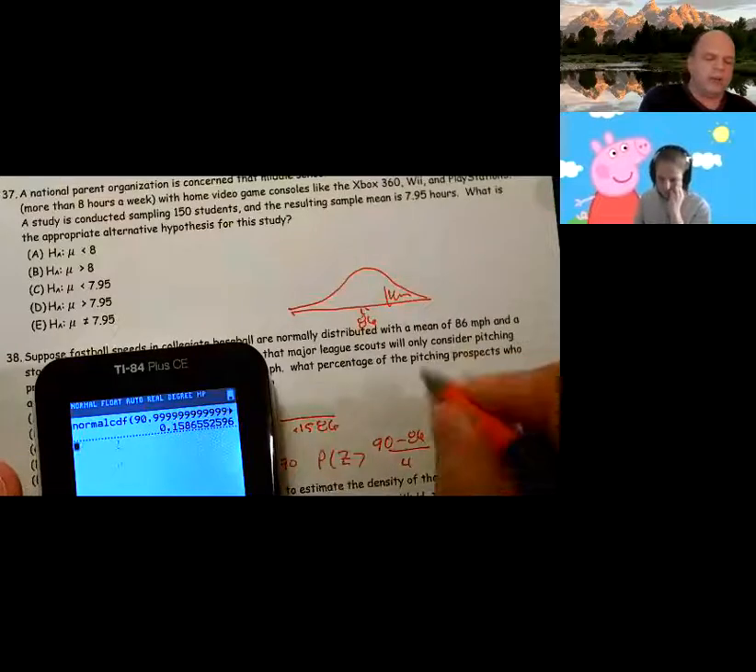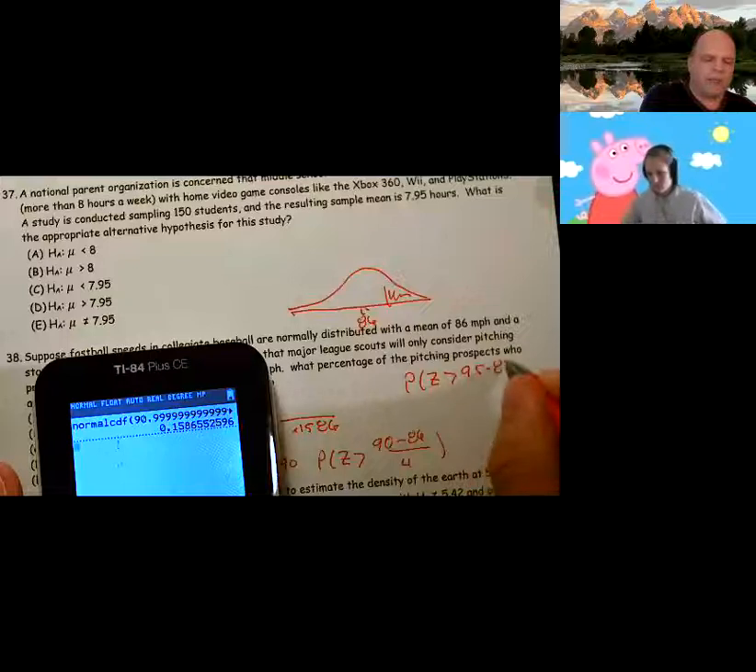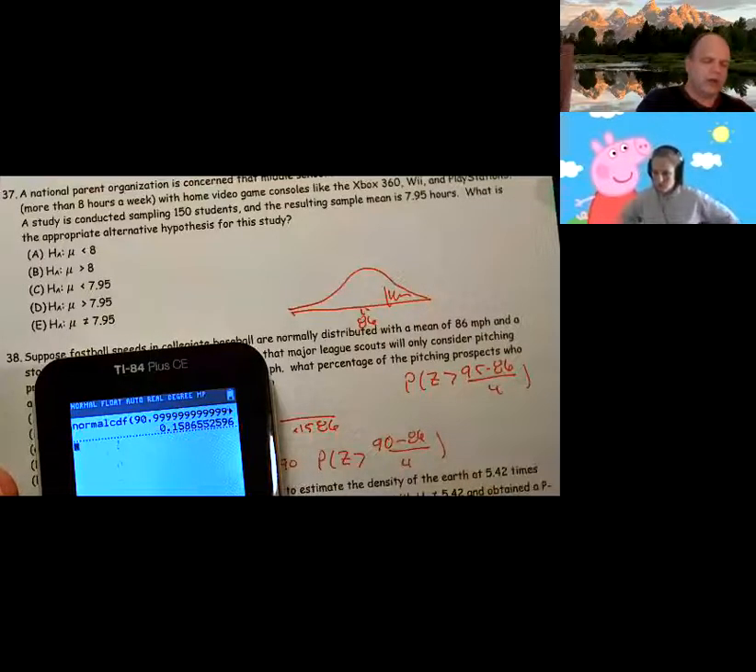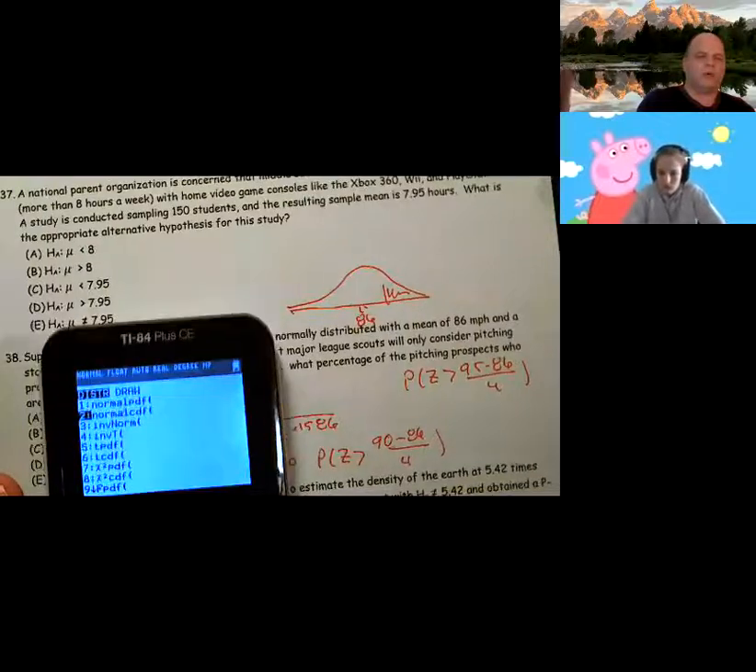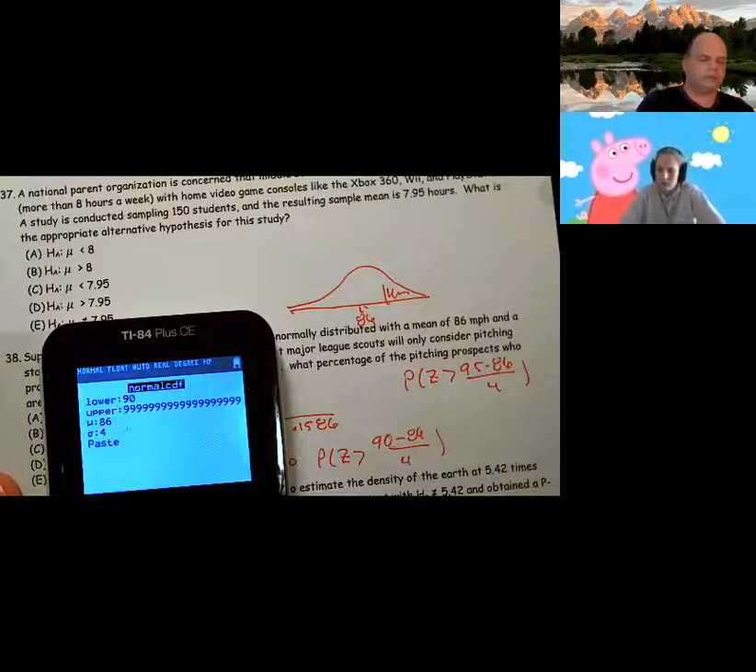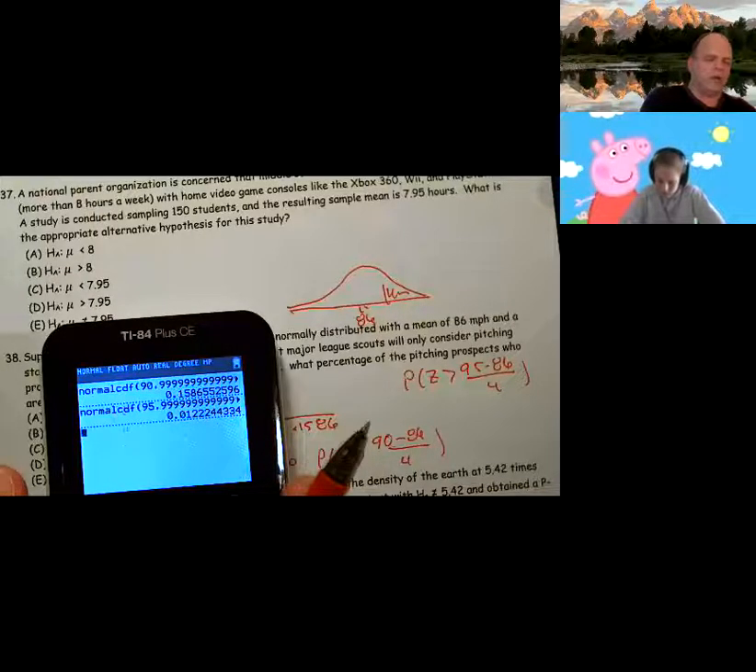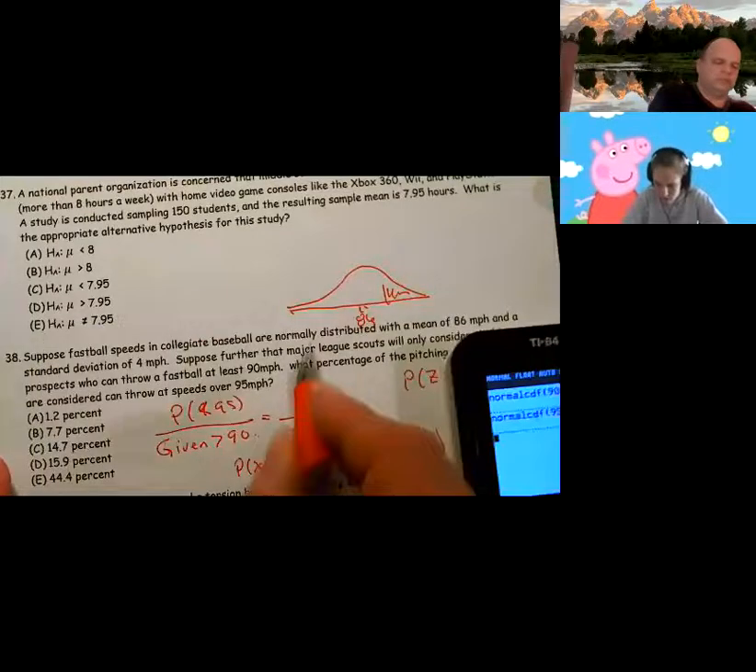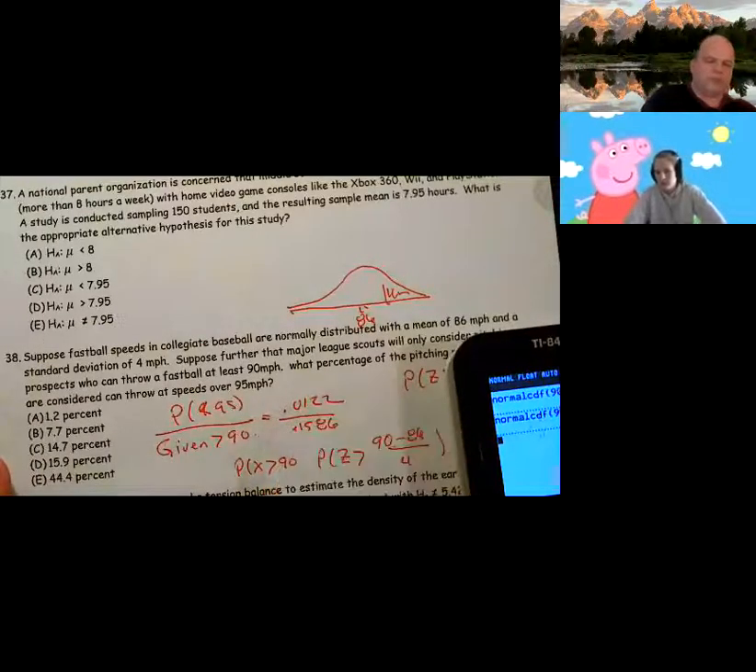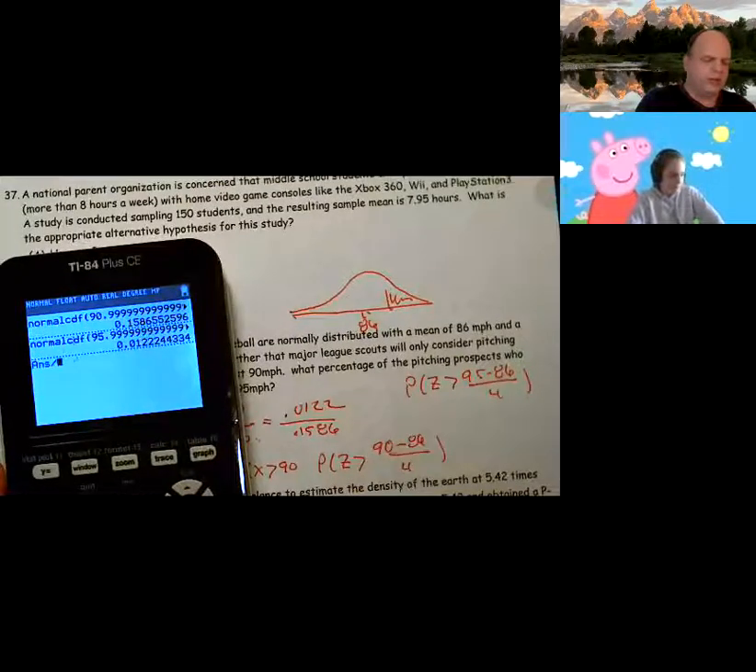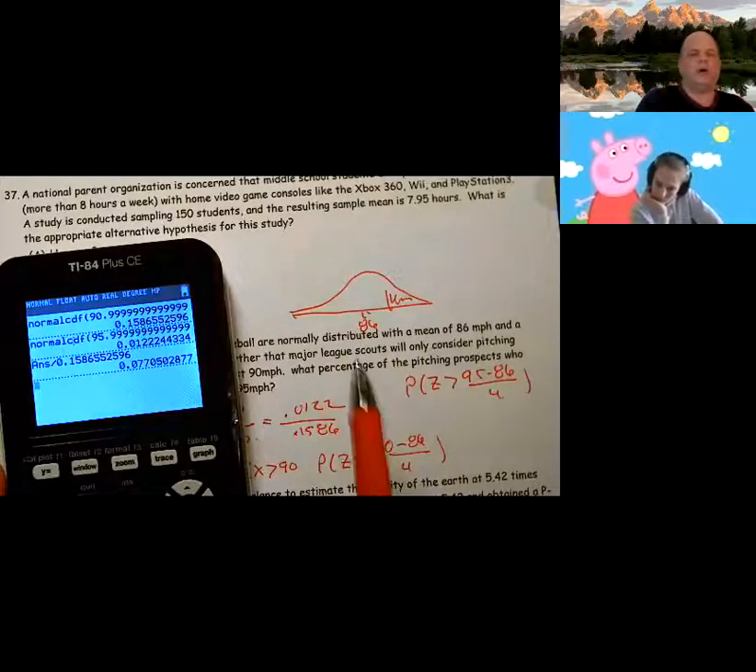But the numerator is going to be the probability that z is greater than (95 minus 86) over 4. So second, vars, normal CDF. I need to change my lower bound to 95 and do the same thing. And I get 0.0122. So this 0.0122 divided by the previous is 0.077.